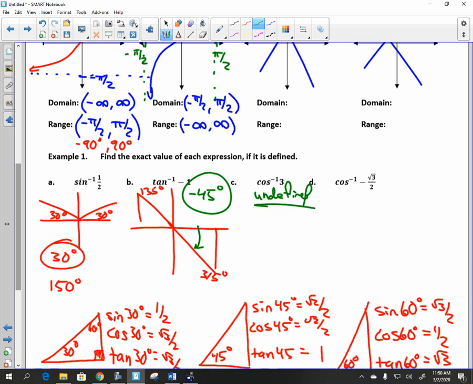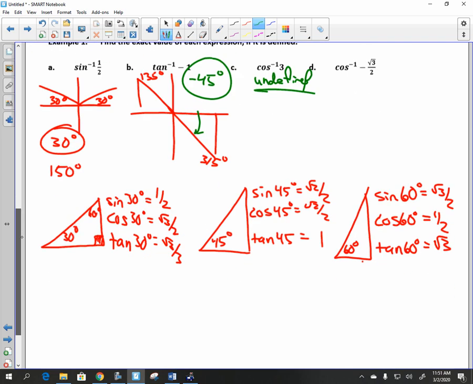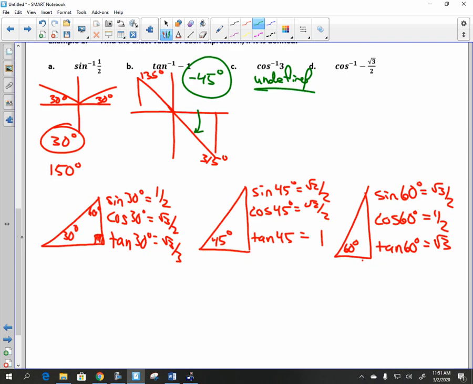Finally, cosine inverse of negative root of 3 over 2. What type of triangle gives you cosine equal to root of 3 over 2? That 30-degree triangle, right? So a 30-degree angle is going to give you that root of 3 over 2, but it's negative. Cosine is negative in the second and the third quadrant. So that's 150 degrees or 210 degrees.